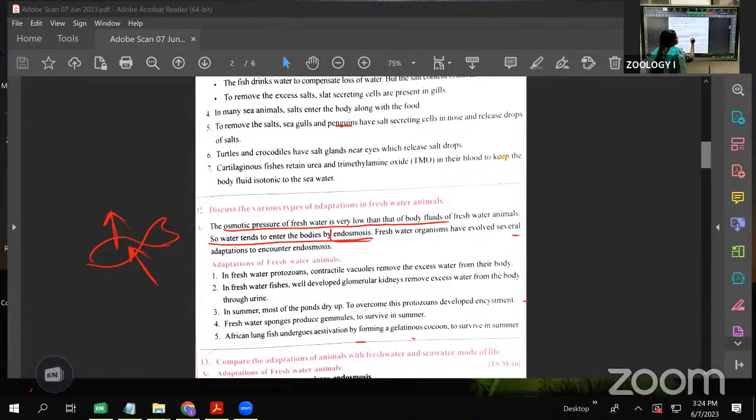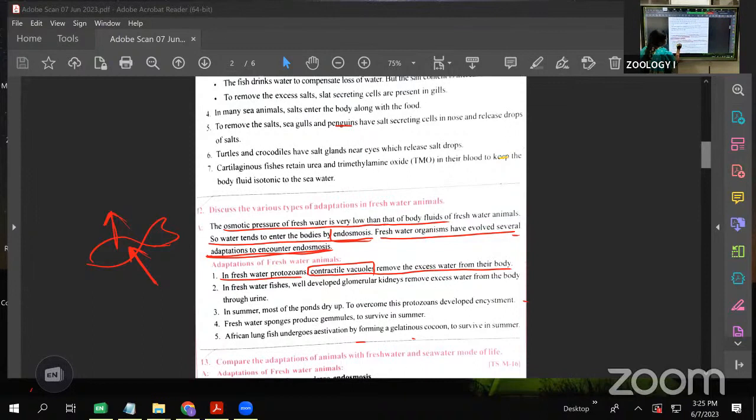Here, the freshwater organisms have evolved several adaptations to counter endosmosis. Endosmosis means they have more water inside the body. For preventing that, some adaptations are there. What are they? The freshwater protozoans, like amoeba, have contractile vacuoles to remove the excess water. Every time water enters inside the body, there is excess water. For removing the excess water, the protozoans have vacuoles that we call contractile vacuoles.